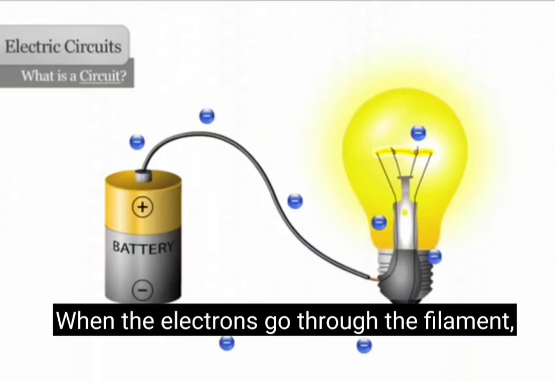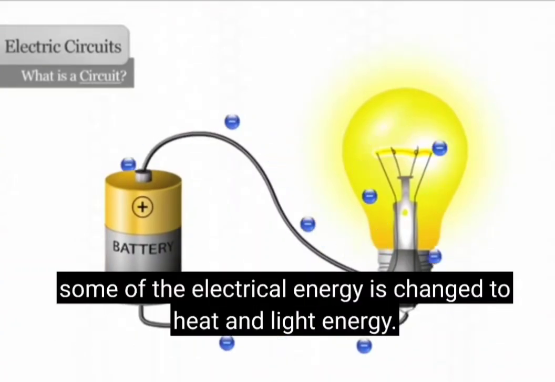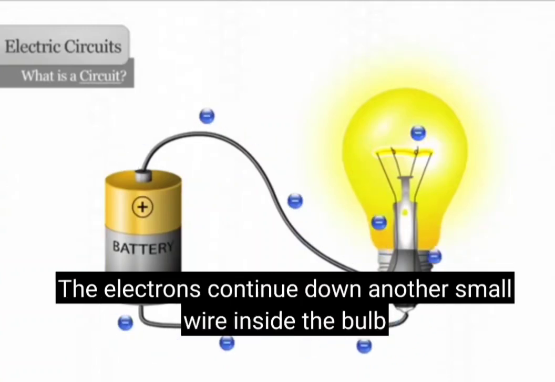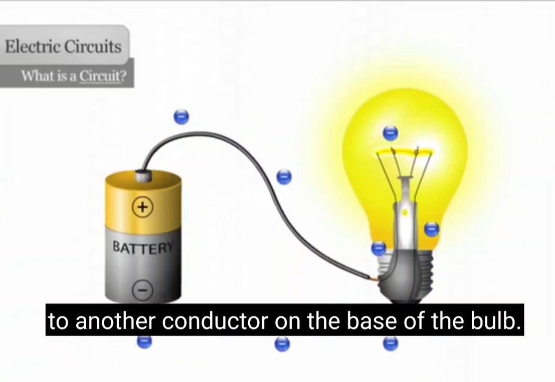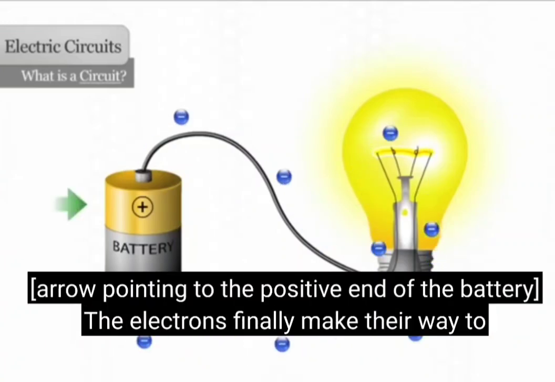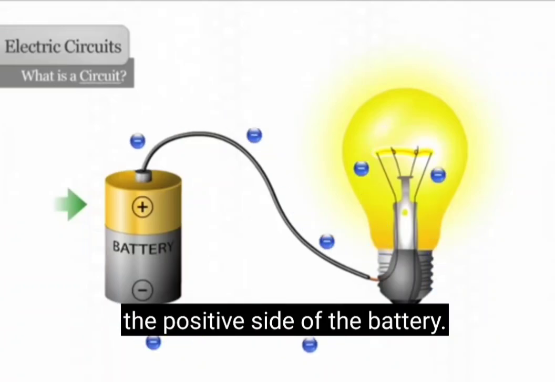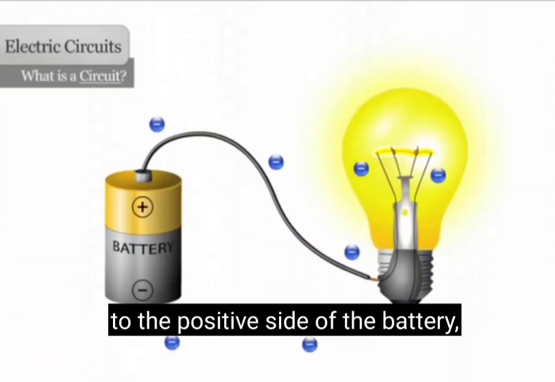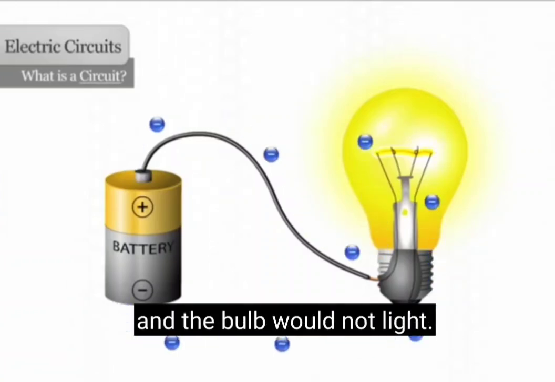When the electrons go through the filament, some of the electrical energy is changed to heat and light energy. The electrons continue down another small wire inside the bulb to another conductor on the base of the bulb. The electrons finally make their way to the positive side of the battery. There would not be a complete circuit if the electrons did not travel to the positive side of the battery, and the bulb would not light.